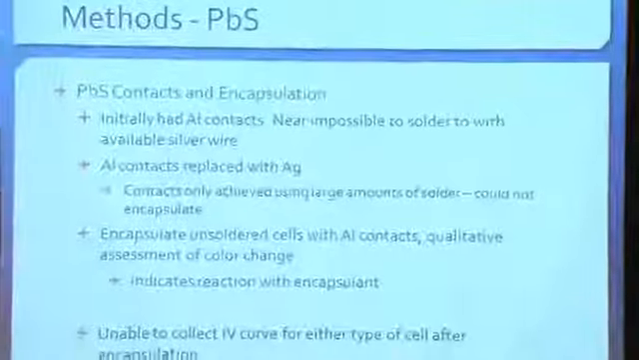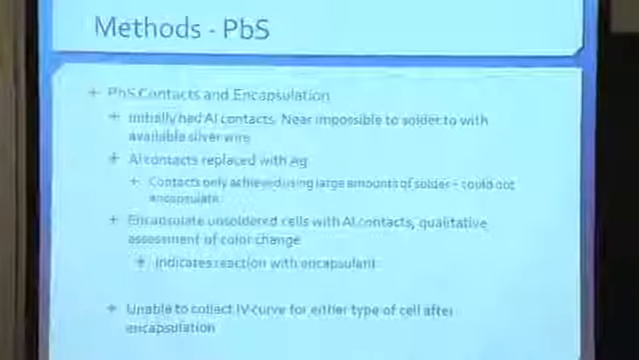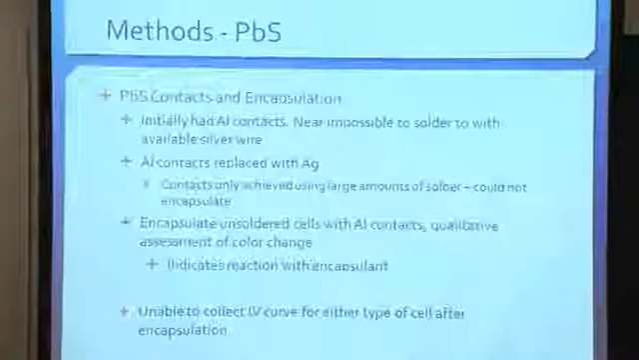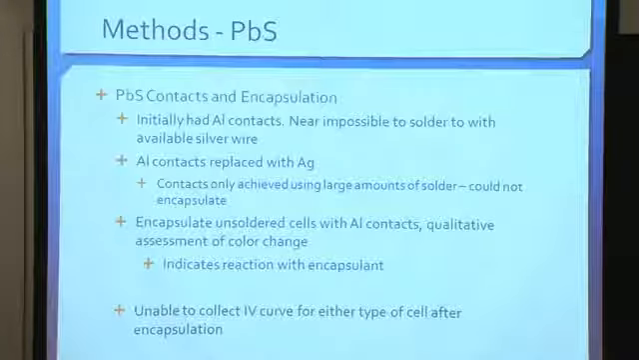For the lead sulfide, initially, as Jolene said, we had aluminum contacts. Unfortunately, when exposed to air, this forms a layer of aluminum oxide, which is nearly impossible to solder to. So we switched the aluminum with silver, even though it's less than ideal for charge extraction. And with these contacts, we were only able to achieve a contact with a large amount of solder. And again, we could not encapsulate because we risked breaking the cell with these contacts.